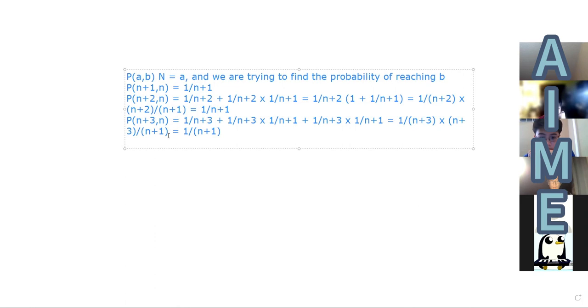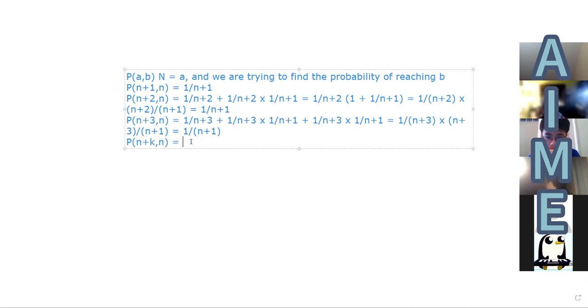So can we make a general argument, can we prove that this is true for all integers? For example, if we start from an integer n plus k, the chance of getting to n is always going to be 1 over n plus 1. So let's try that. So we have the probability of n plus k to n.